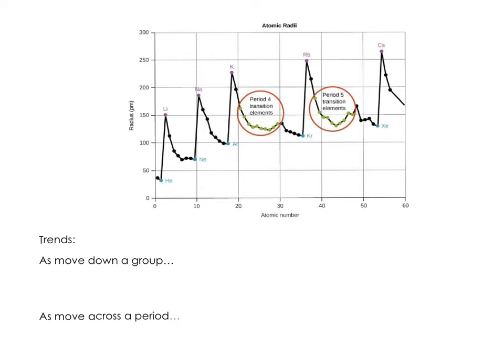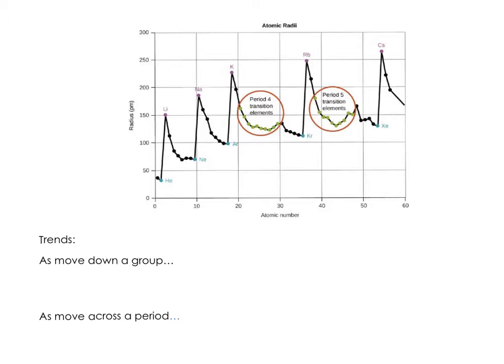Okay, here's a graph of the radius in picometers of an atom plotted against the atomic number. So we're going basically from hydrogen. So hydrogen is over here, all the way across to xenon. So we've got period 1, period 2, period 3, period 4, and period 5.